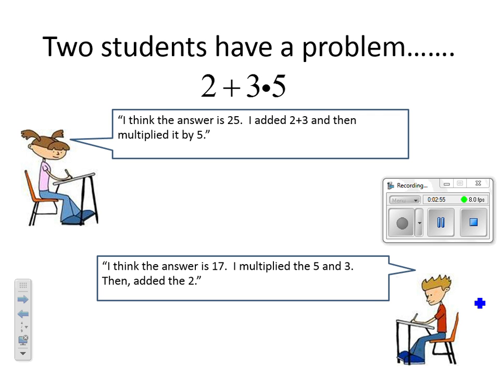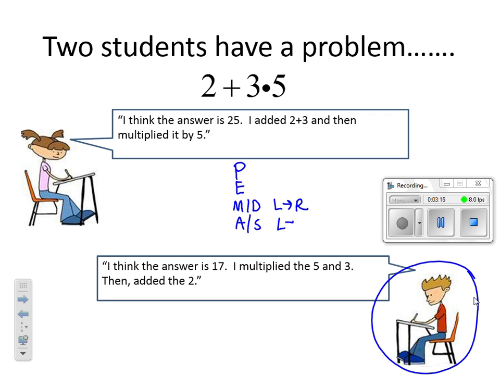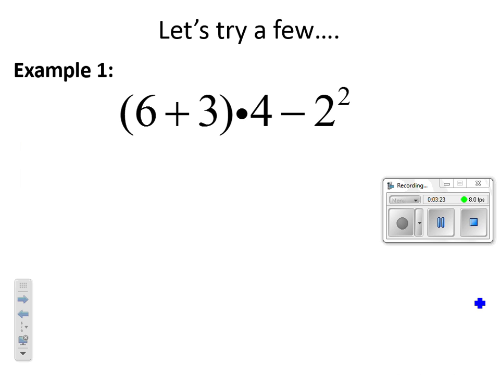So in this case, the person that is correct in this scenario would be the boy. You multiply before you add. Remember, parentheses, exponents. Multiply, divide, left to right, add, subtract, left to right. So he multiplied first and then he added. Okay? So it is important that we follow the rules when we are evaluating expressions.